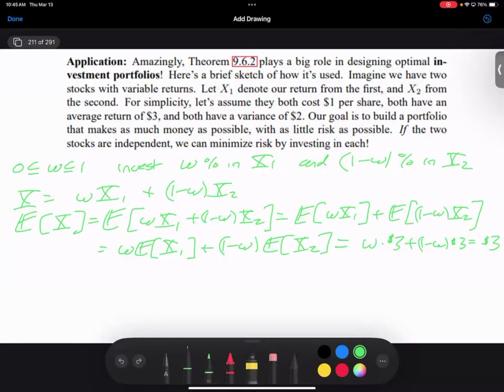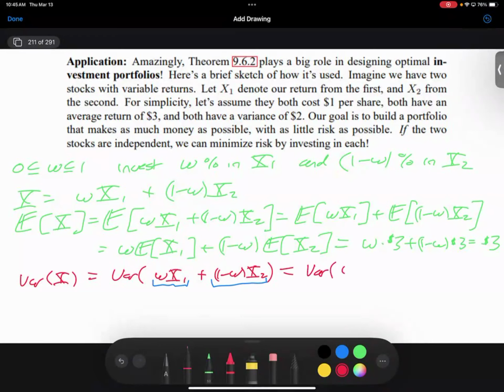Let's look at the variance. I'll switch to red for warning. So the variance of X is the variance of W X1 plus (1 minus W) X2. What's the variance of a sum? Sum of their variances. And so that's my first quantity, that's my second quantity. So this is going to be the variance of W X1 plus the variance of (1 minus W) times X2.